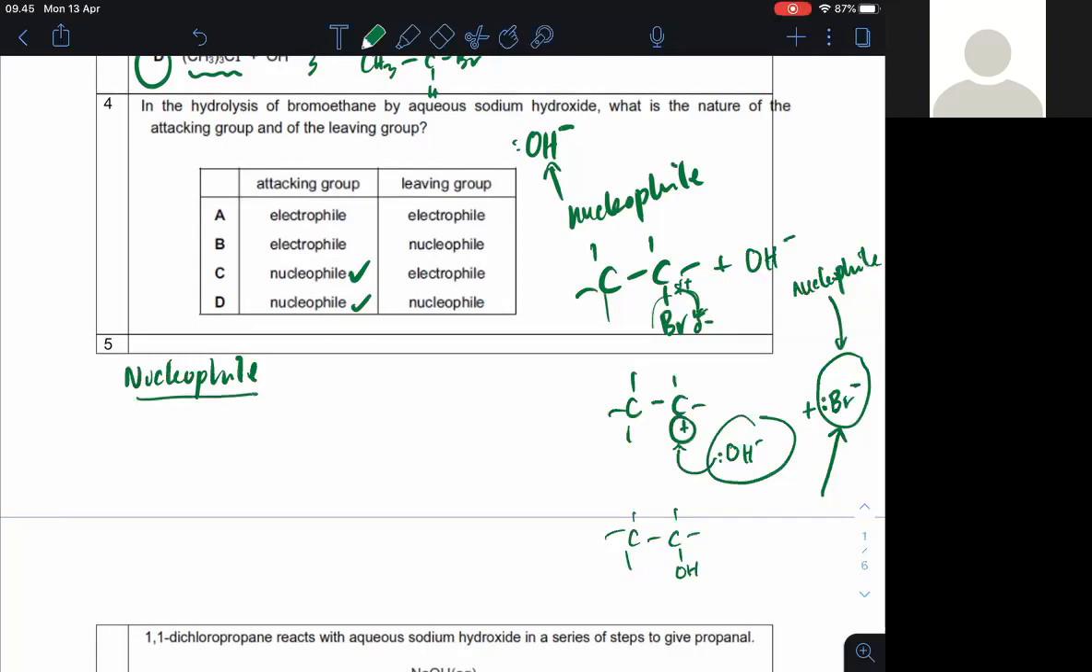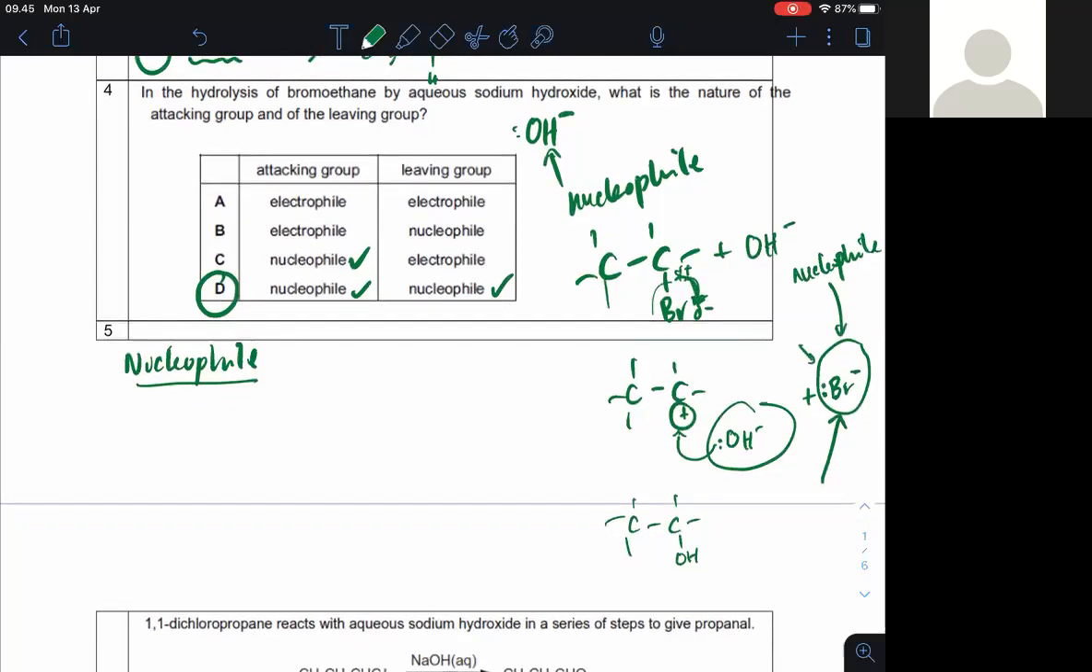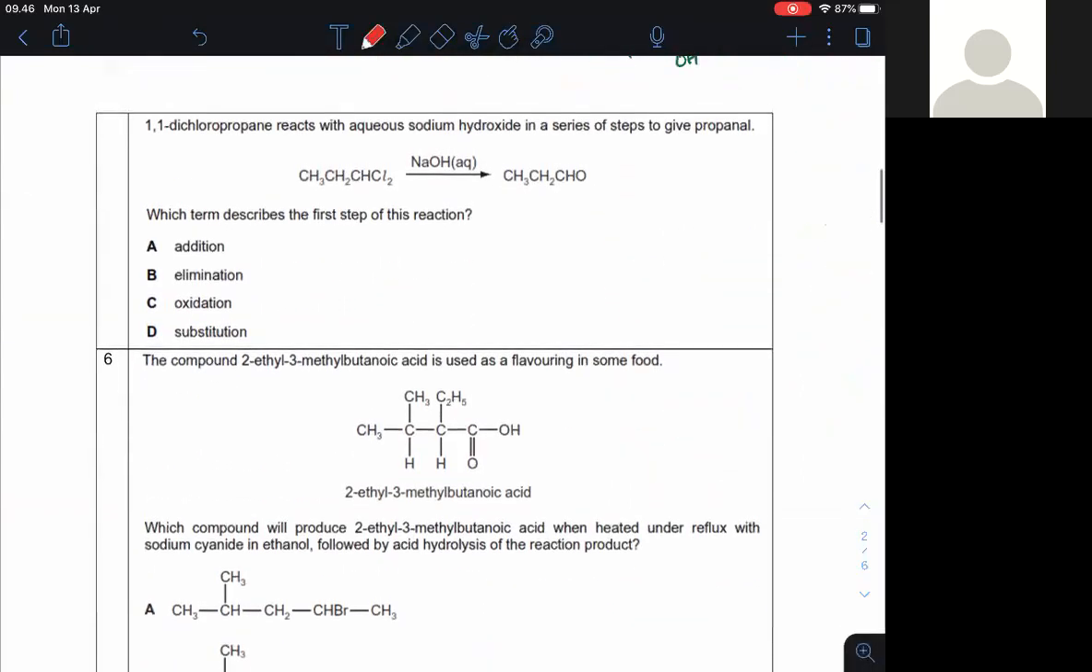a lone pair of electrons. They are more electronegative, so they will attract the electrons, and they do have an electron pair. So this is going to be a nucleophile also. So that's going to be the answer: nucleophile and nucleophile. Additional questions. Very important question over here, take note. Now, next question, question number 5.